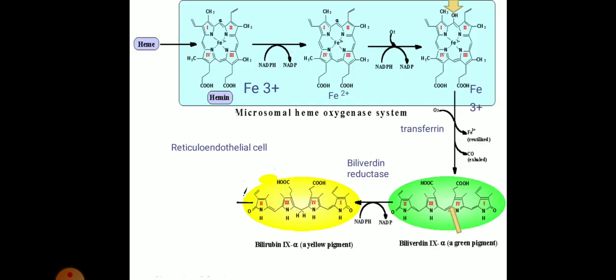So this is the step. Hemine is converted to heme. This heme is converted to biliverdin, and biliverdin is converted to bilirubin by the microsomal heme oxygenase system present in the reticuloendothelial system. After formation of this bilirubin, the first step is the formation of bilirubin. You have seen how bilirubin is formed. This bilirubin is transported to the liver.